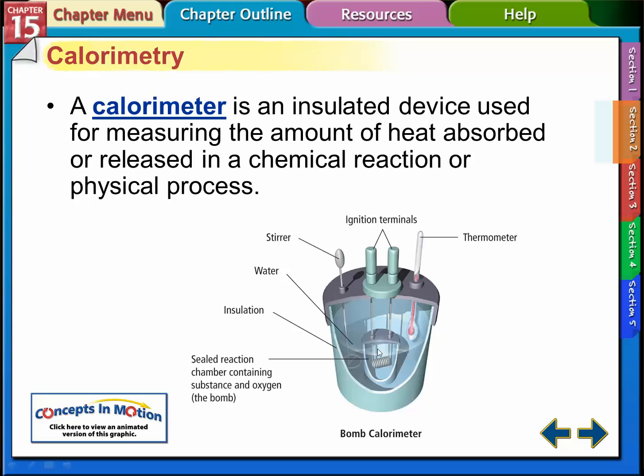Okay, so we know what water is. We know everything about water. So if we measure how much the water heated up or cooled off, we know how many joules of energy were released or absorbed, and then we can figure out how much energy was released or absorbed during the reaction. Sometimes the reaction needs a little help to get started, so that's why they have these ignition terminals here to help get it started if it needs to.